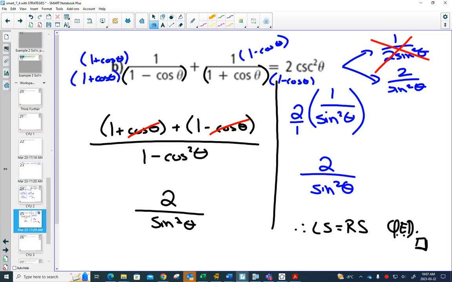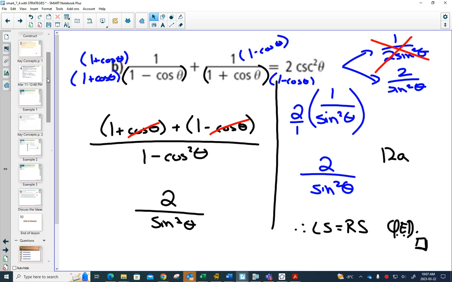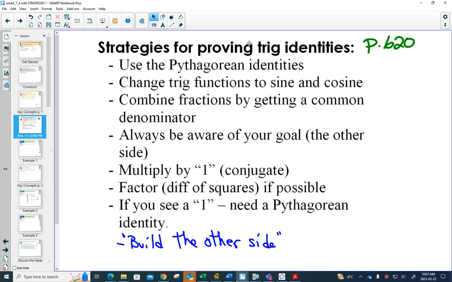Okay, so circle question 12A. And then I would like you to turn to page 620.